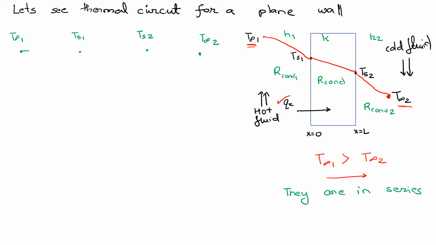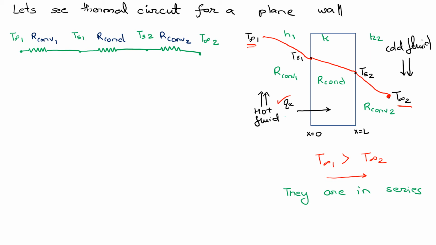Okay, and then there's a resistance between T infinity 1 and Ts1. There is a resistance between Ts1 and Ts2, and there is a resistance between Ts2 and T infinity 2. And what are these resistances? It's due to convection here, due to conduction between Ts1 and Ts2, and again due to convection between Ts2 and T infinity 2.